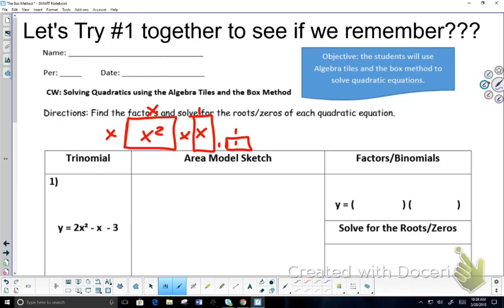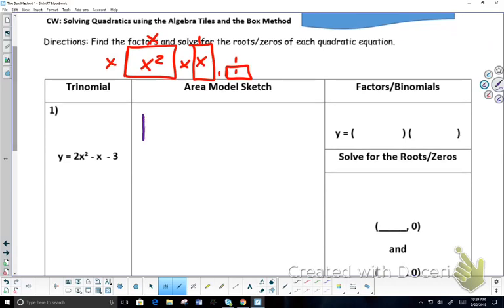Okay, so then let's see. If I were to draw 2x squared, I could draw them this way. And if you drew them the other way, that's fine too. So this is x squared and this is x squared, correct? So how long is this right here? 2x, right? It's x plus x, which is 2x. Does that make sense?